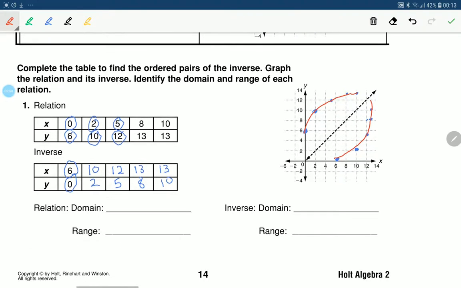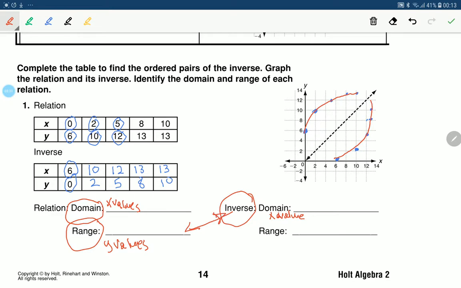And the domain, as you know, domain is the x values, and range is the y values. For the inverse function, the domain is the x values also, but it will be the range of the relation. And the range of the inverse will be the domain of the relation. Let's have an example.